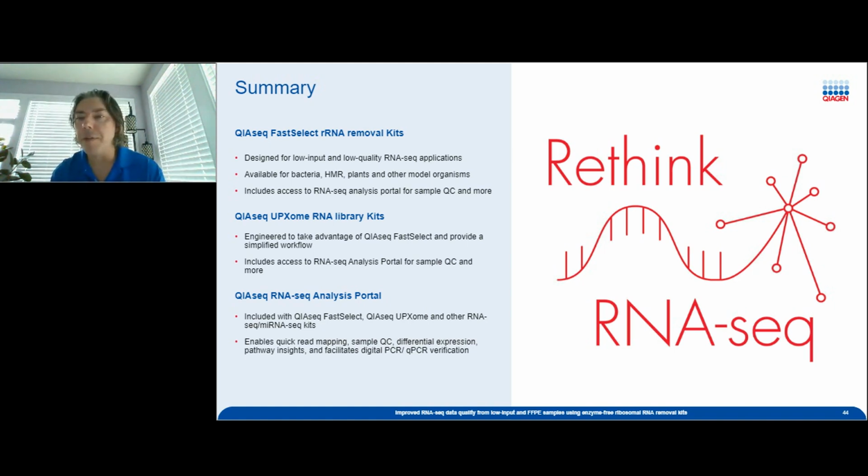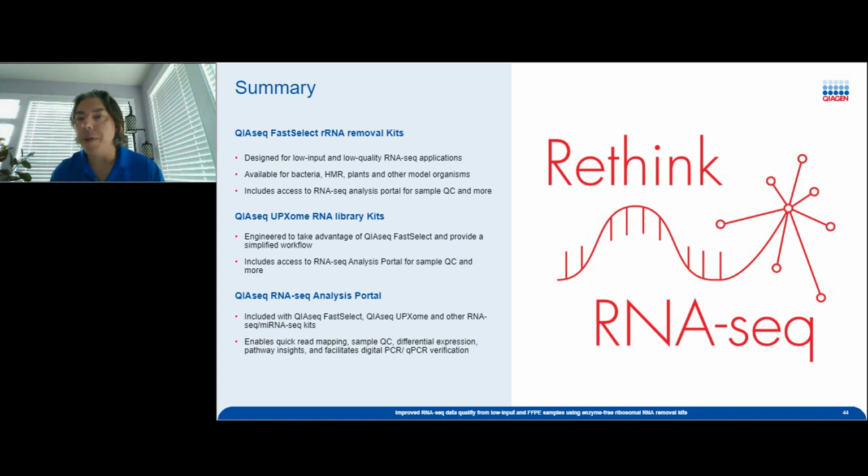The other thing around FastSelect is that these can also be used with any other library prep kit that you're already using. It's basically a drop-in module into your existing workflow that can save you 2 hours and maybe a lot of hassle of what you're doing. We talked a little bit about QIAseq UPXM RNA library kits. These were designed specifically around FastSelect. They ship with FastSelect in the box, so that and the protocols that we have been designed around a lot of the applications where we see low input or low quality samples.